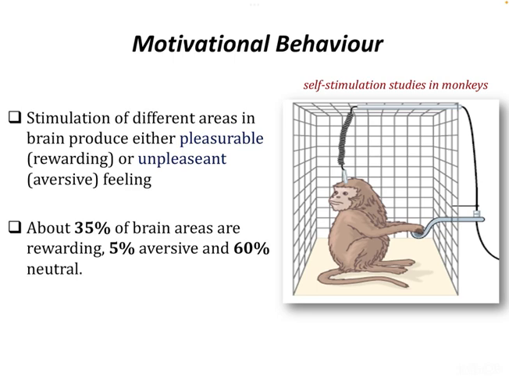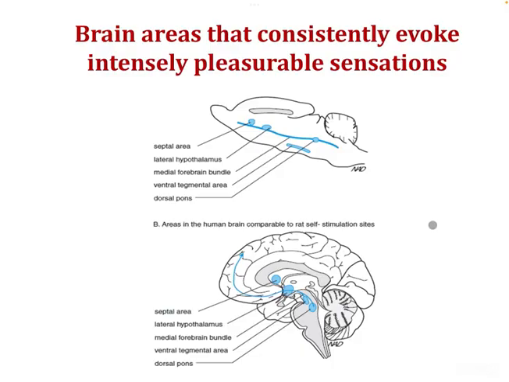So what are the brain areas that are responsible for the motivation and reward behavior? This includes septal areas, lateral hypothalamus, ventral tegmental areas and dorsal pons, while medial forebrain bundle connects all these structures together. These pleasure centers may provide physiological basis for reinforcement of normal survival behaviors like eating, drinking, and sex, as well as for abnormal behavior, for example, use of addictive drugs.